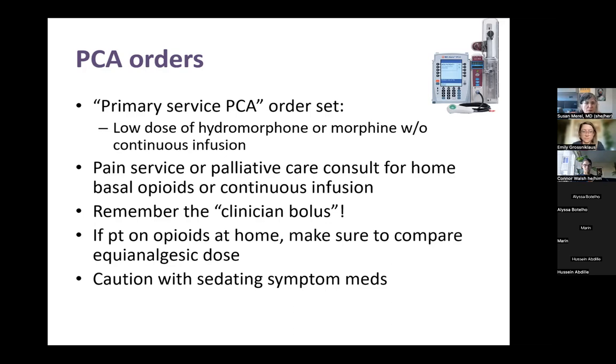Be careful with the sedating symptom meds. They are part of the order set, but definitely in older adults and in more frail patients that are at risk for over sedation, especially my oncology patients with brain mets, I will usually try to avoid those if I can.